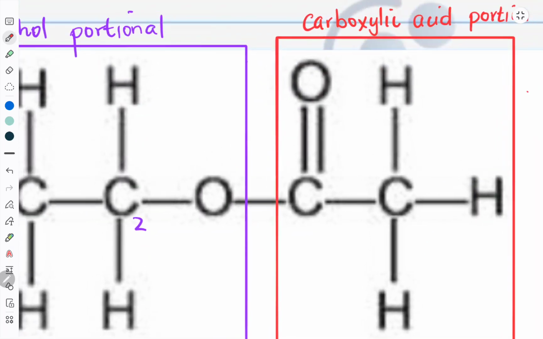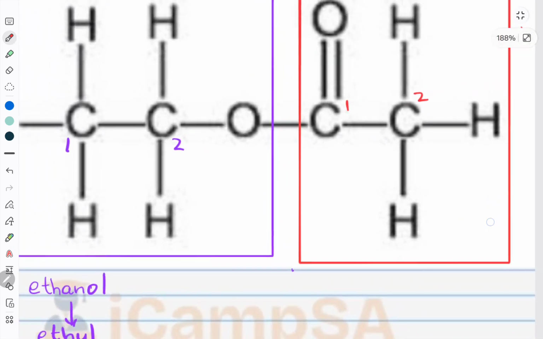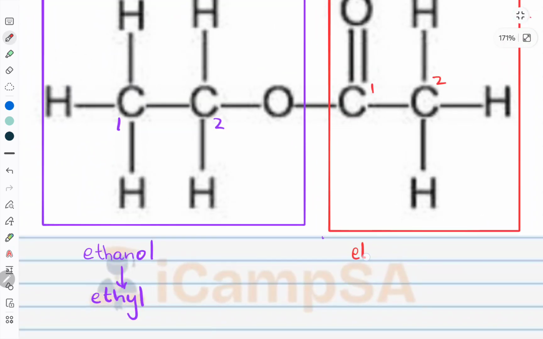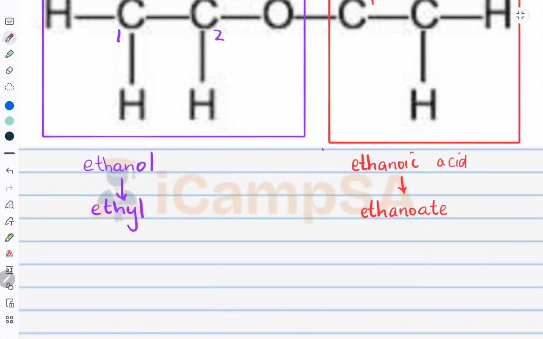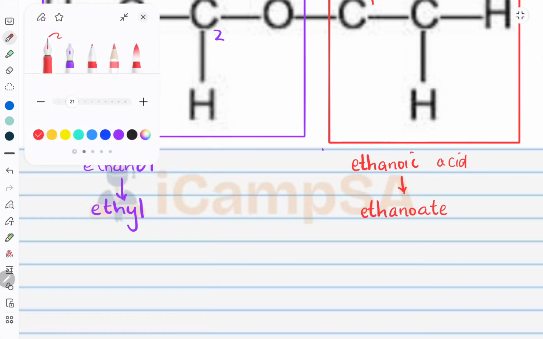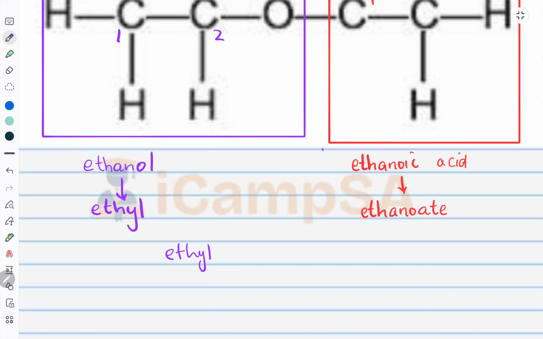This carboxylic acid portion also has 2 carbon atoms, and for that reason it would have been an ethanoic acid, or it was an ethanoic acid, but now we'll replace that with OATE, so it's an ethanoate. Then we come and combine these two. We always start with the alcohol portion first, so we'll say ethyl ethanoate is the name of the compound.